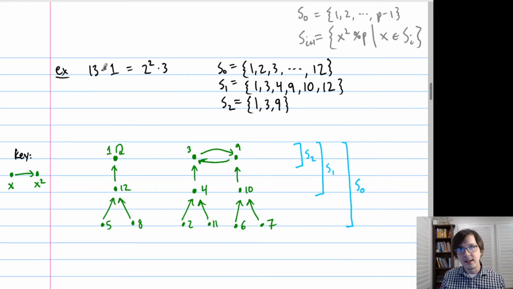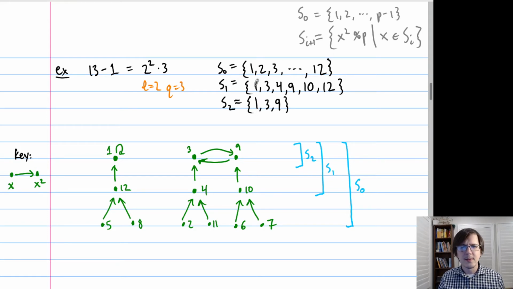Now let's look at mod 13. 13 minus 1 is 2 squared times 3. So L, in this case, is 2, and Q is 3. And so, again, S0 is just 1 through 12. S1, I squared them all, so those are the quadratic residues. And S2 are the squares of the squares.